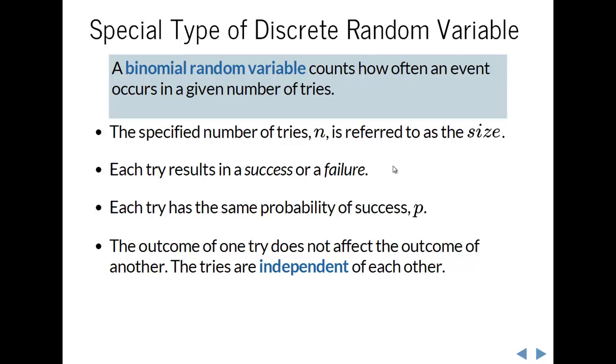Second, each try results in either a success or a failure. Third, each try has the same probability of success. This probability is denoted by little p. Finally, the tries are independent of one another. In other words, the outcome of one try does not affect the outcome of another.